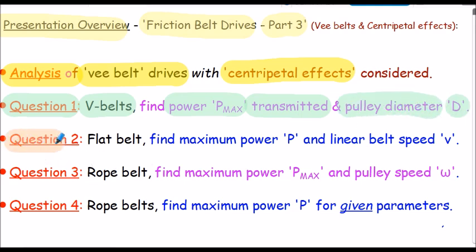Question 2 actually relates to a flat belt, and we've got to find the maximum power that can be transmitted by this single flat belt and the linear speed of the belt, V. Question 3 is a rope belt.